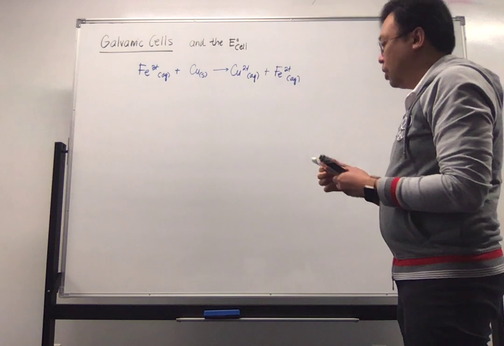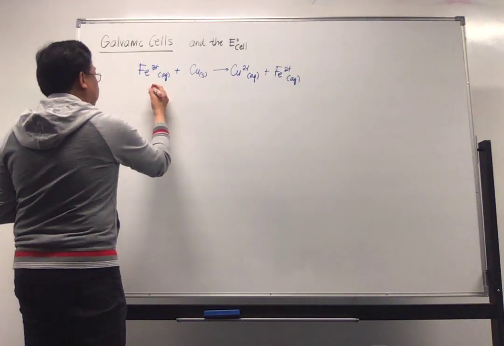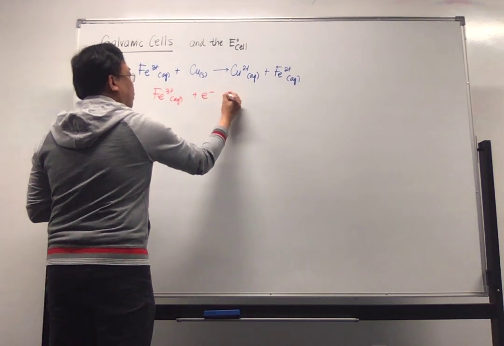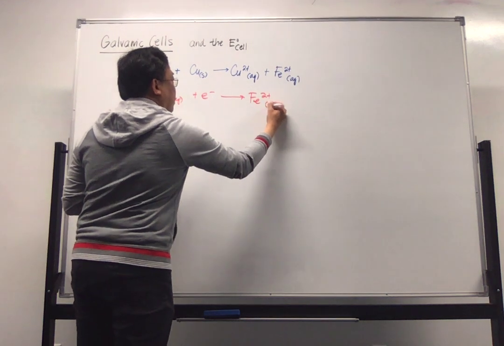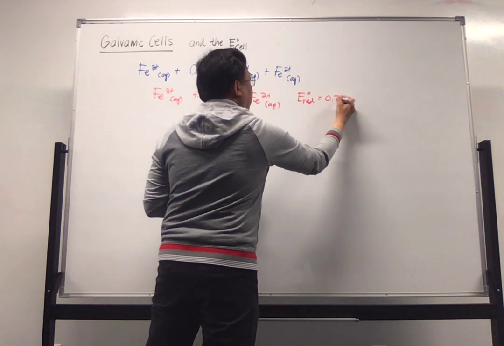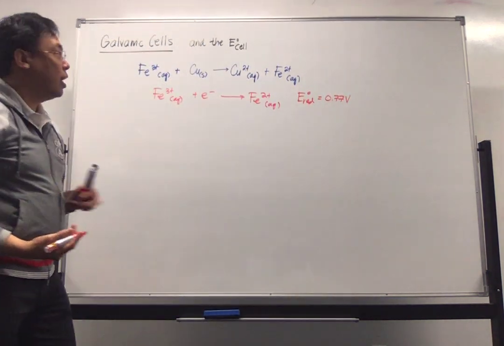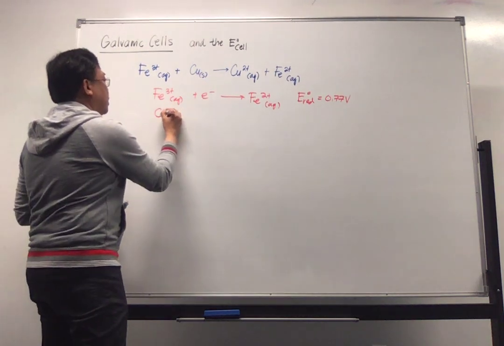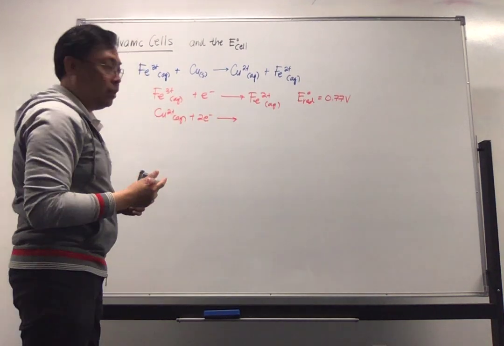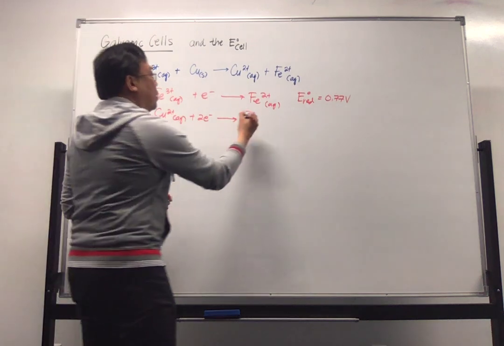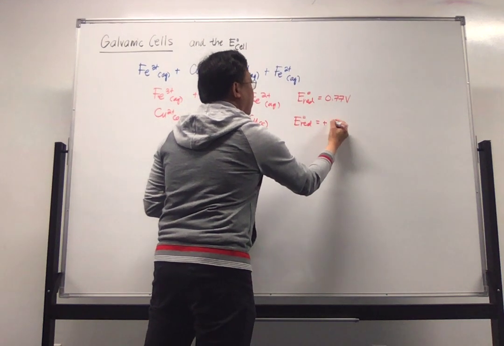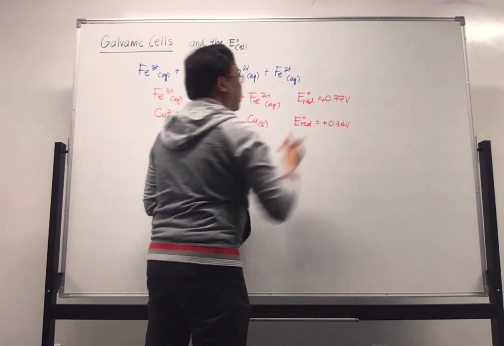So on the table, we will see that the reduction of the ferric ions to ferrous ions would have a reduction potential of 0.77 volts, as opposed to the reduction of copper ions. Remember that what we see on tables are all reduction potentials, so that we can look into their relative strengths. So you have copper solid with a reduction potential of positive also 0.34 volts.